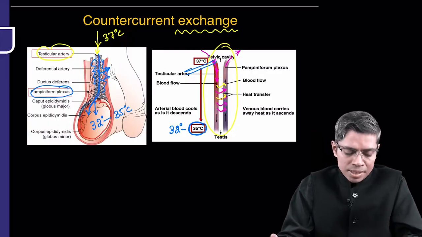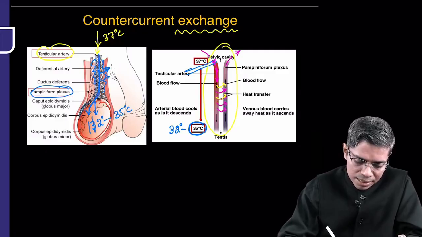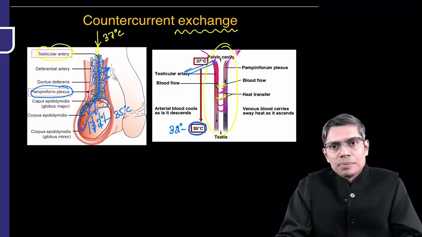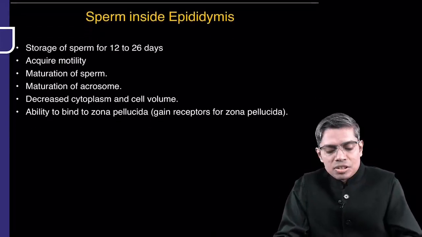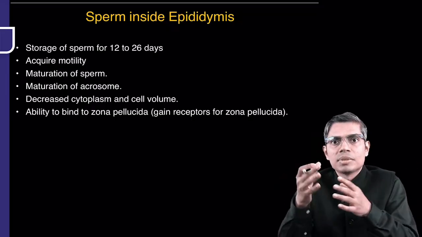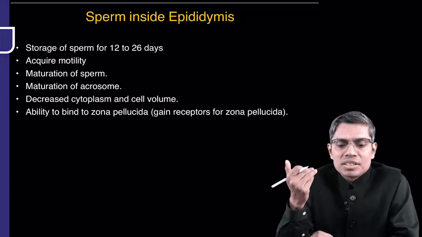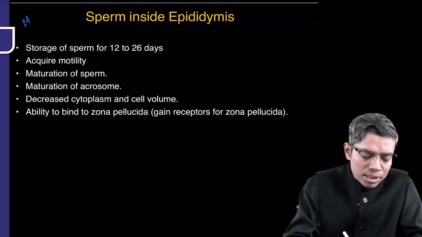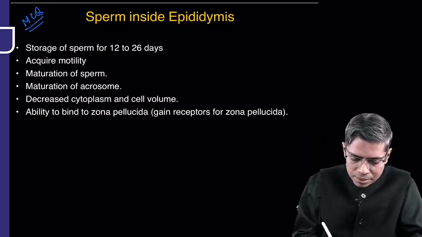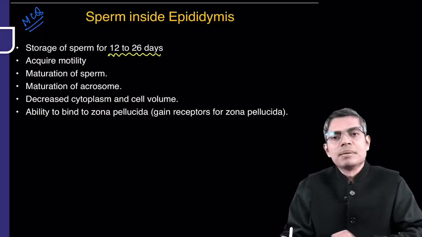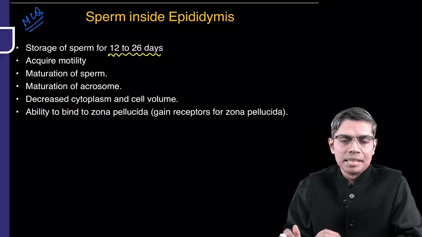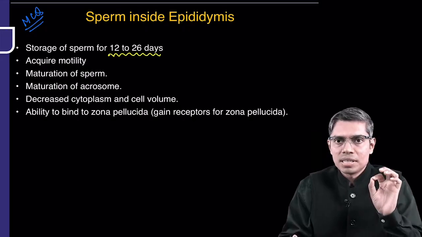Next we are going to discuss the epididymis, which is attached along with the testis, and I told you that the epididymis has some important functions. When the sperm reaches the epididymis and passes from the head towards the tail of the epididymis, what are the changes that happen? This is one of the important things for your MCQ, right? So look, first of all, the sperm remain inside the epididymis for 12 to 26 days. During this time, certain important changes occur inside the sperm.